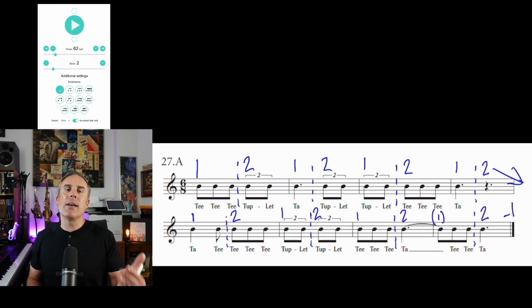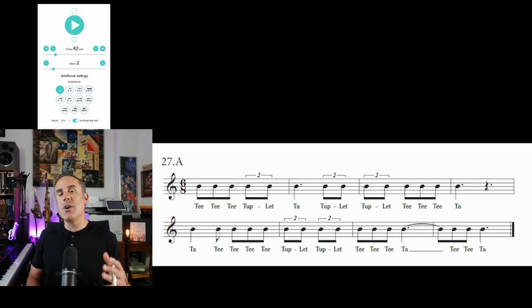So let's throw a metronome on, let's get a pitch, and let's perform this exercise together. Okay, the first thing I want to do is clear the ink from the page. I know we just analyzed it, we put in all those beats, but this is a pretty straightforward exercise, and it includes the Tik-A Tee verbiage, which is very helpful.